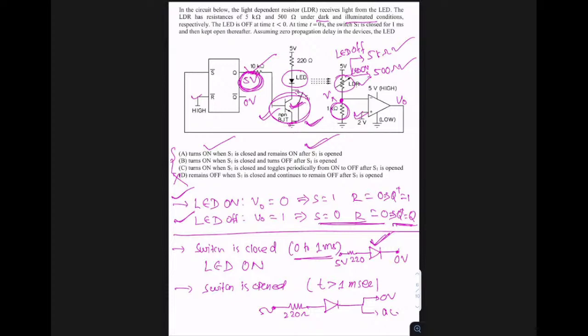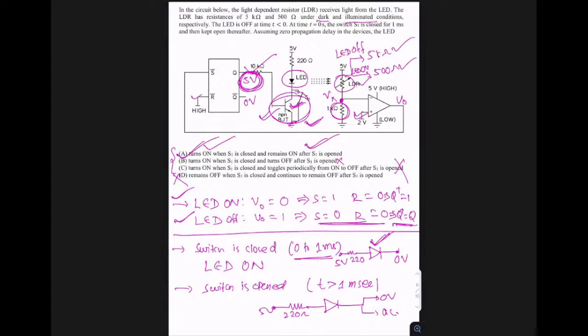Option B, turns on when S1 is closed. Turns off after S1 is open. So this is what we have assumed. It is not happening. So option B is wrong. Option C is saying toggles periodically from on to off after S1 is open. No. Because there is a chance of toggling provided this Q is fluctuating between 0 and 1 and kind of things. So that situation is not happening. So there is no chance of fluctuations. So the answer is definitely A only.